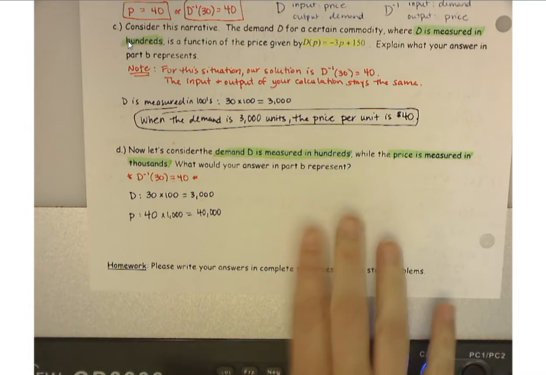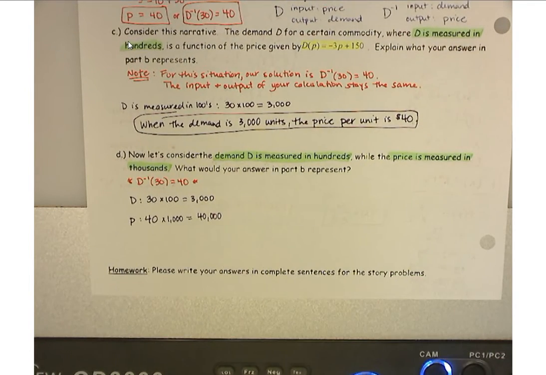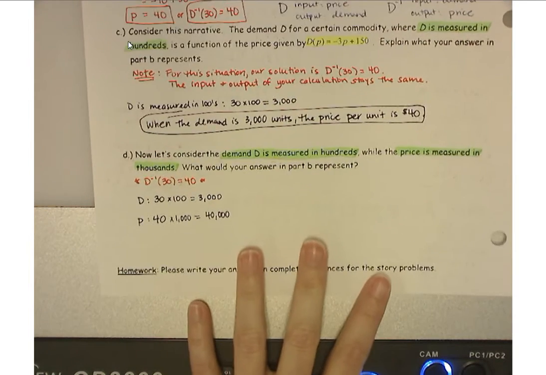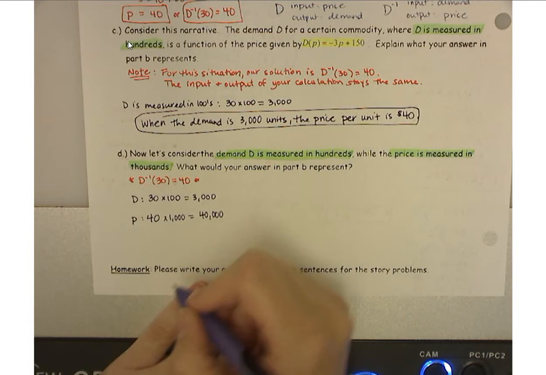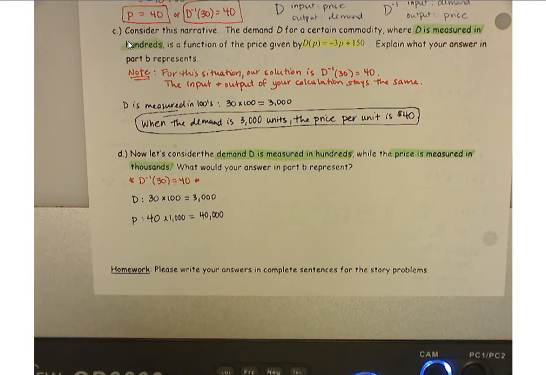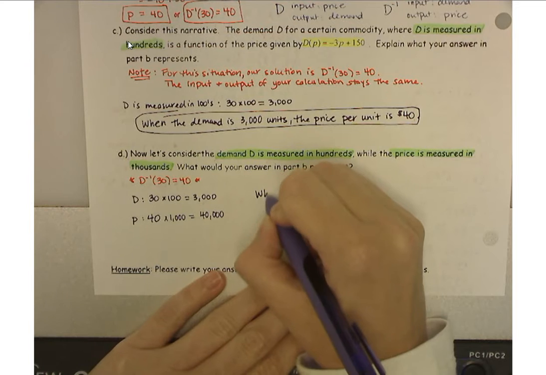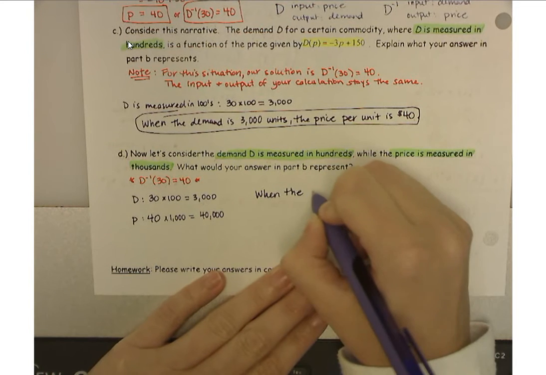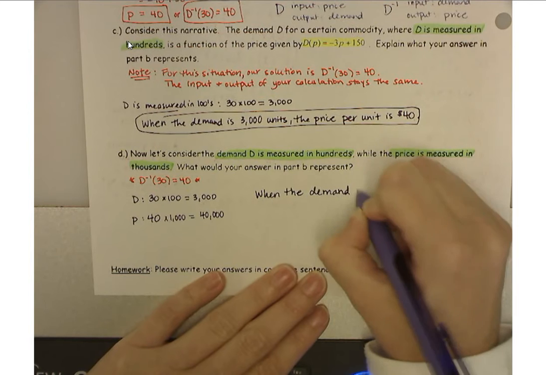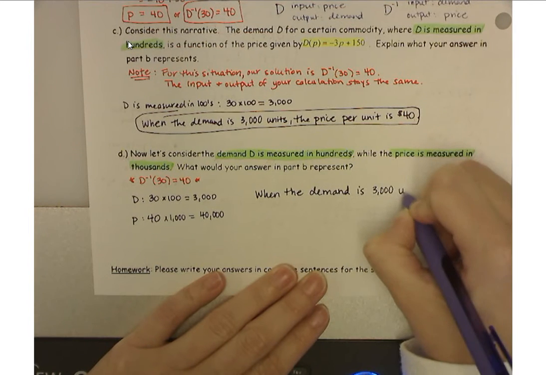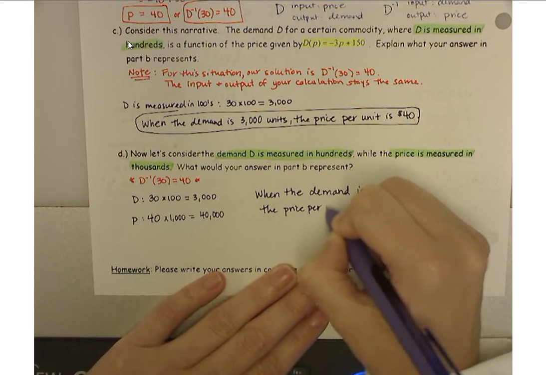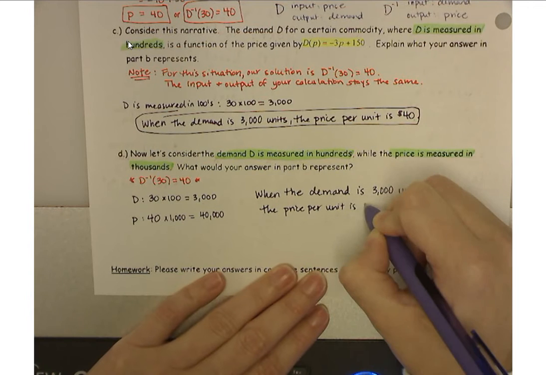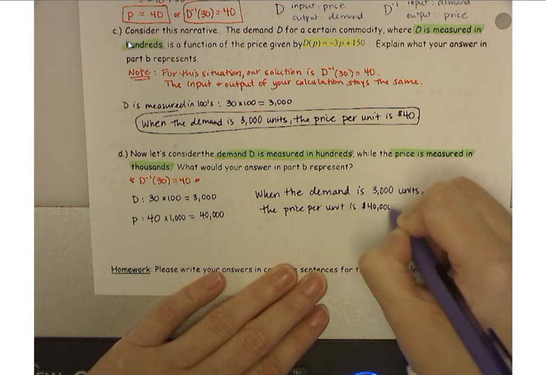Do you guys think that you could write a statement for me about the demand and the price? Nora, you want to tell me what you wrote? When demand is 3,000 units, the price per unit is 40,000. Beautiful. When the demand is 3,000 units, the price per unit is 40,000.